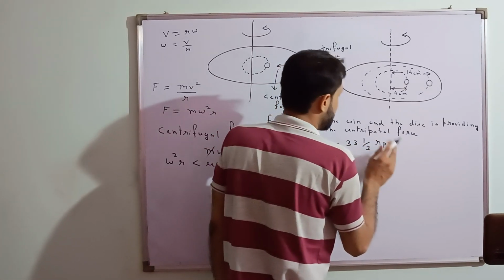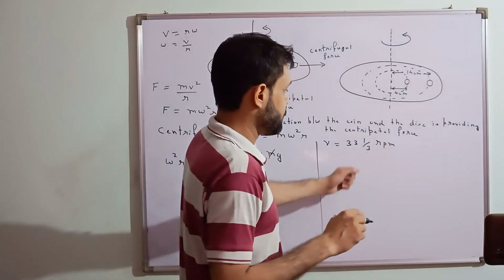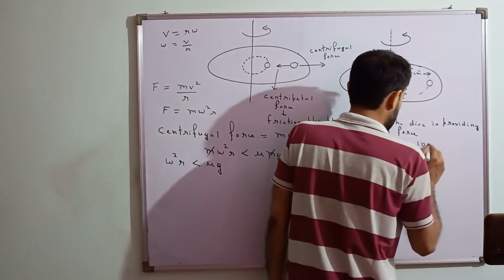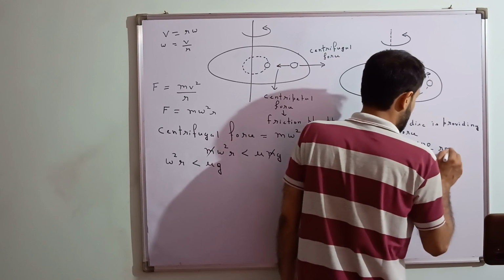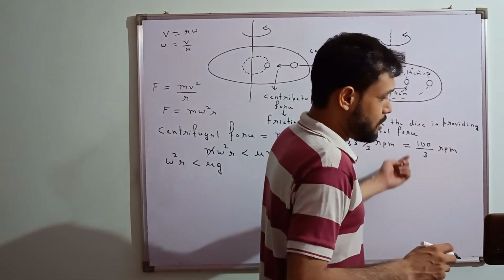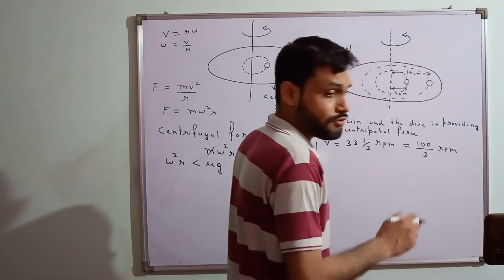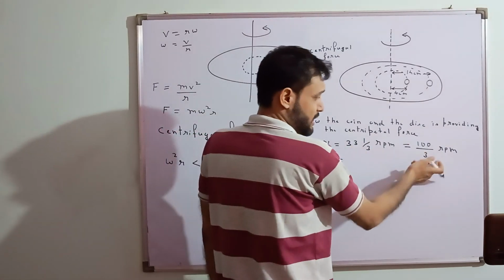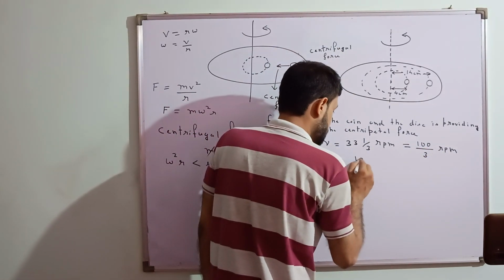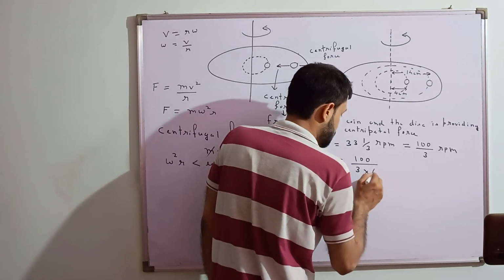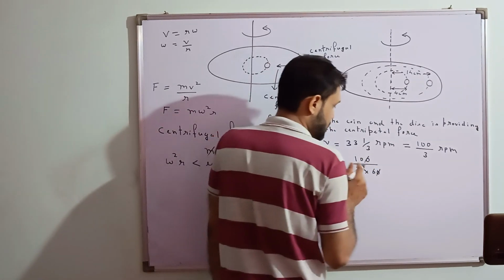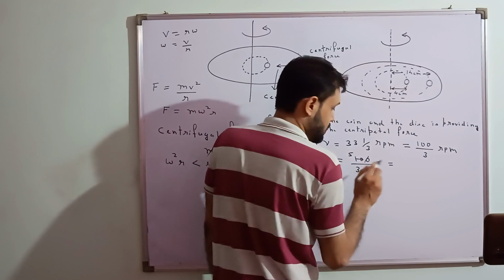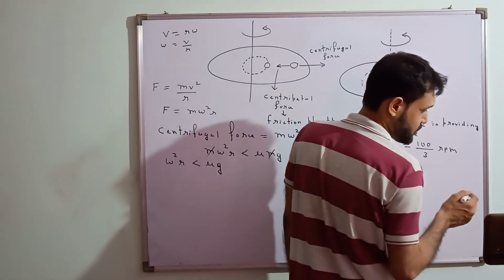rpm means revolutions per minute. We need revolution per second. For per second, what we will do? This thing becomes 100/3 rpm. And what we need to do? We need to find RPS, revolution per second. So the frequency will become 100 by 3 divided by 60. If I write like this, you can see 5 and 3. It becomes 5 by 9 revolutions per second, isn't it?